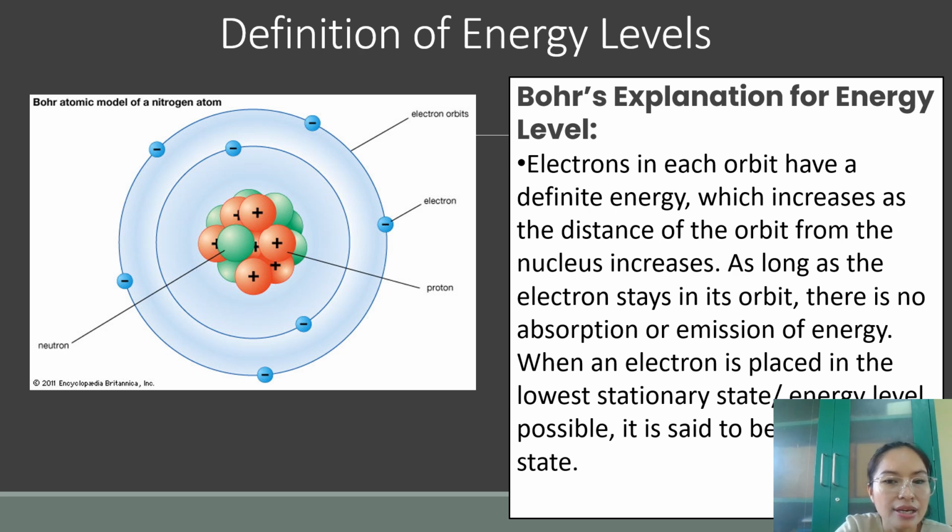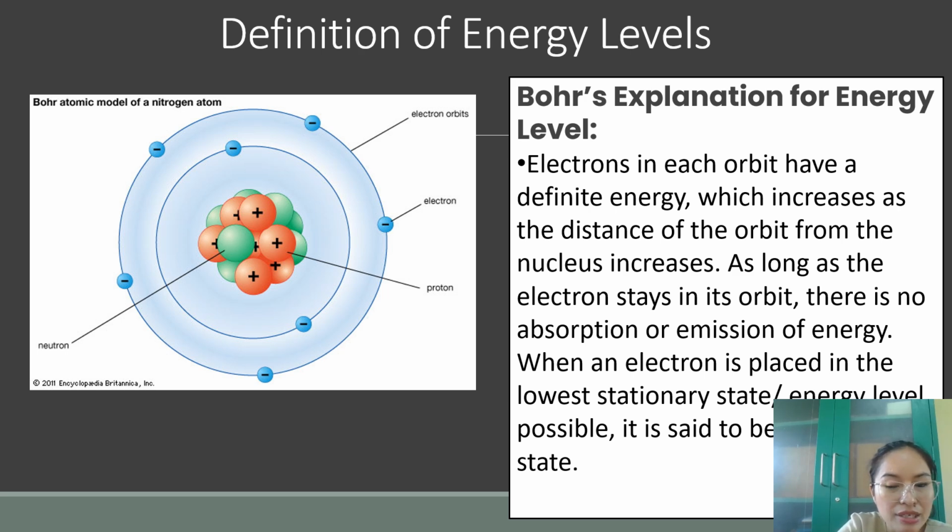According to Bohr, electrons in each orbit have a definite energy, which increases as the distance of the orbit from the nucleus increases. Meaning, if the orbit is close to the nucleus, it has the lowest energy level, and as the energy level goes farther away from the nucleus, it will have a higher energy level.